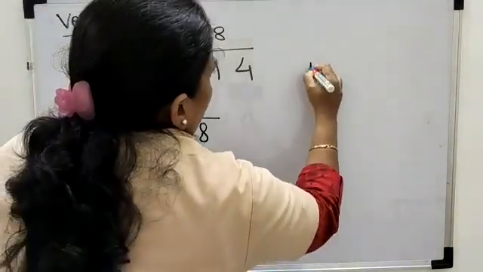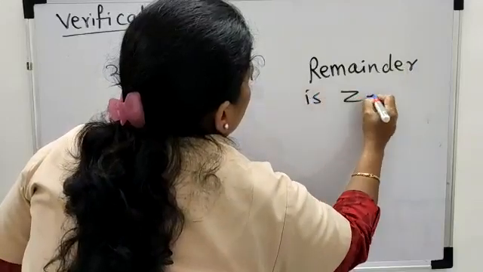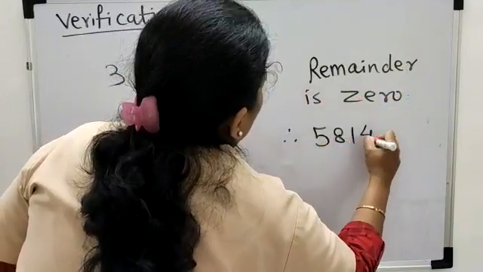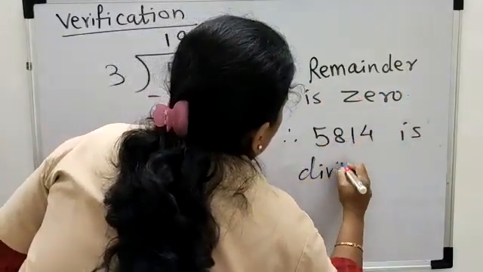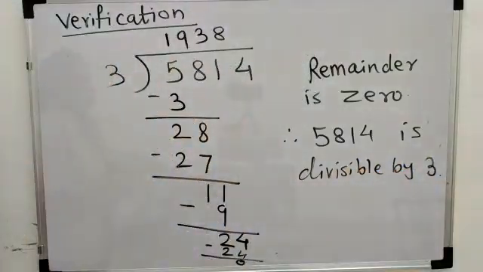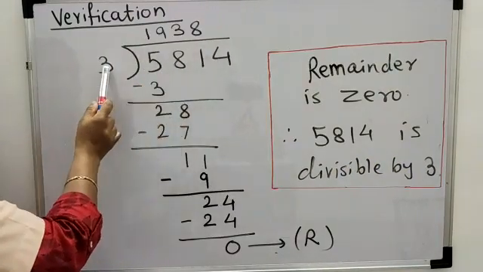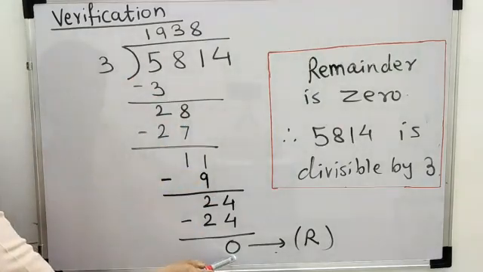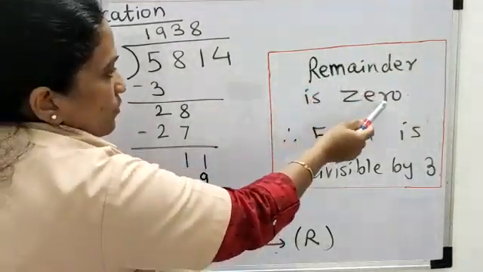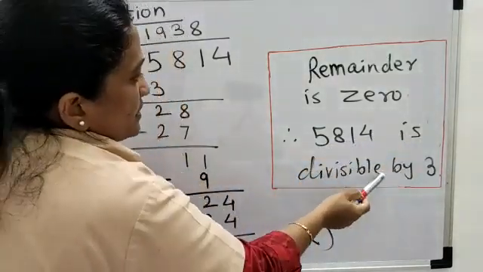As the remainder is 0, the number 5814 is divisible by 3. Thus, when I divide 5814 by 3, I get remainder as 0. So, I repeat, when the remainder is 0, I can conclude that 5814 is divisible by 3.